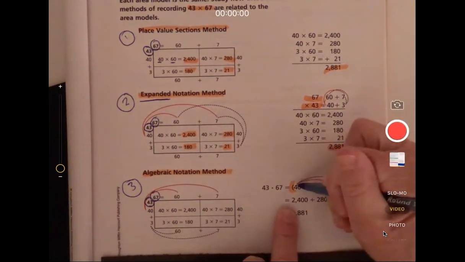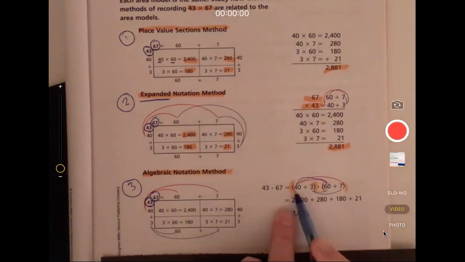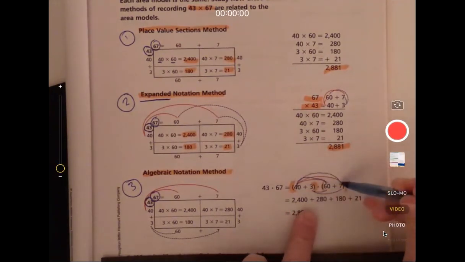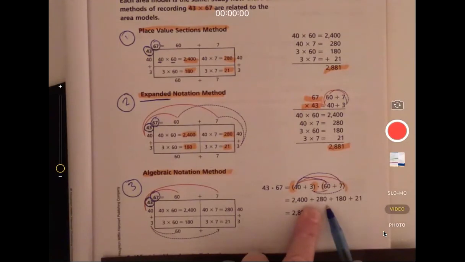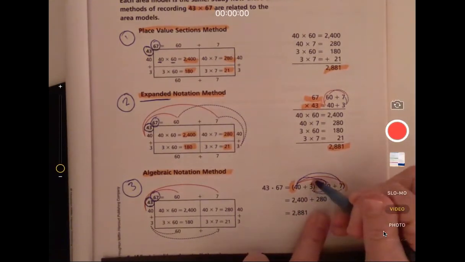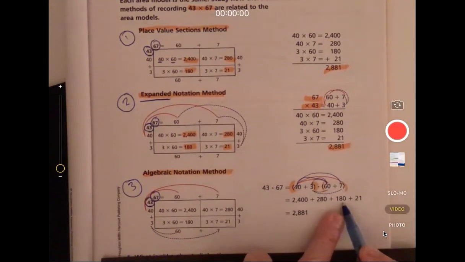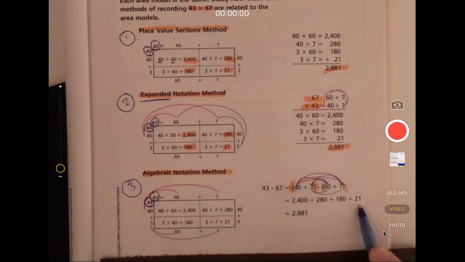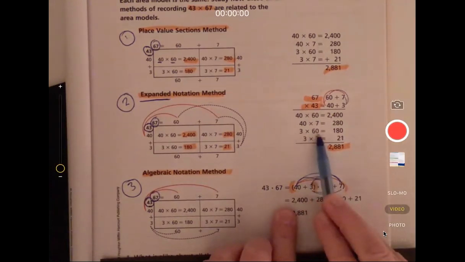This one is doing the tens. So you've got your 40 times 60, 2400, plus 40 times 7 is 280, plus 3 times 60 is 180, plus 3 times 7 is 21. This one's a little simplified. It doesn't break it down and show this like these equations. It just puts the partial products, and then it gets the total product in the end.